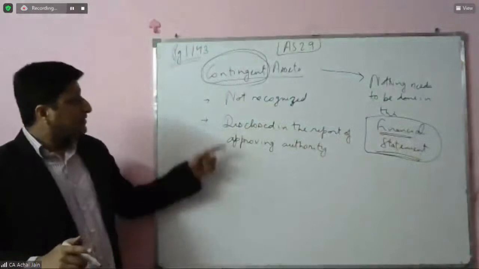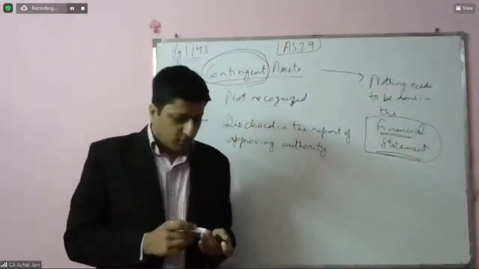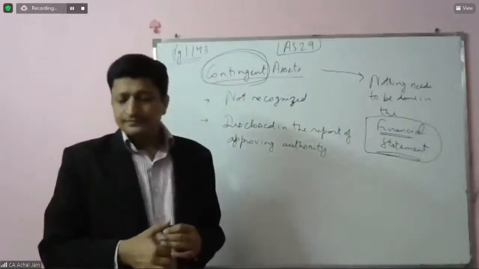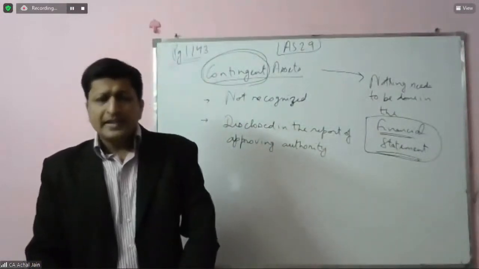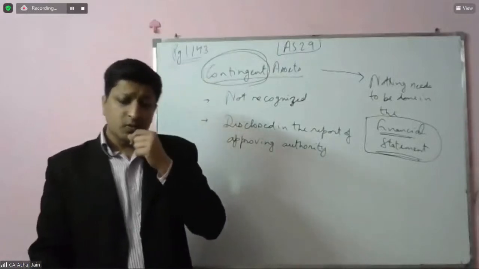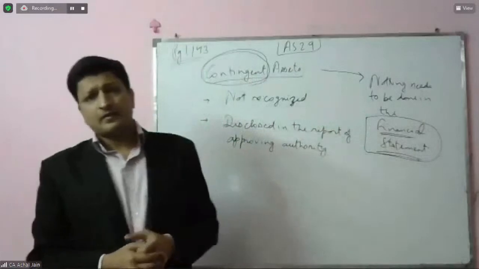Because these are required to be disclosed in the report of approving authority. Okay. Now, let us just take an example to understand the meaning of contingent assets in a better manner.